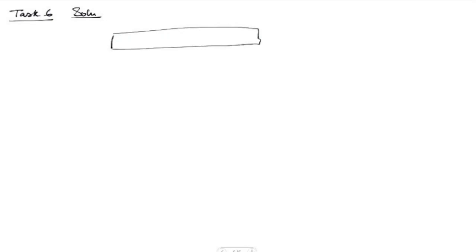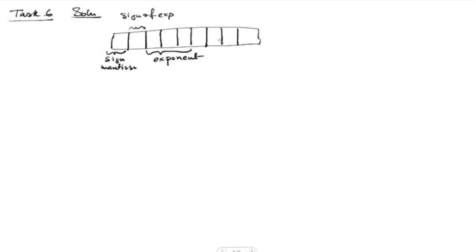Let me first draw the placeholders, the way you will put the number in the floating point representation. So you have here the first one for the sign of the mantissa, and the next bit will be for the sign of the exponent, and then you will have 3 bits for the exponent itself, and then you have 4 bits for the mantissa.